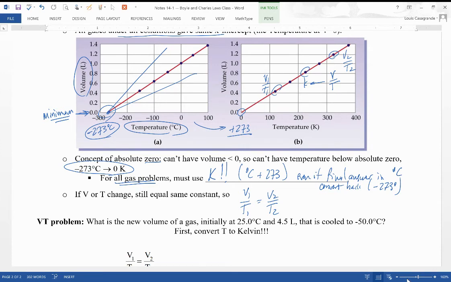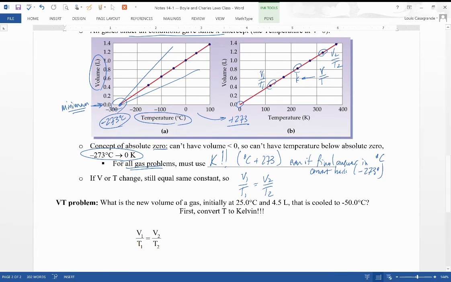So here's a typical VT problem. Oh, not sure why that reduced the size. Hang on a minute. Let me put that back up to 160.